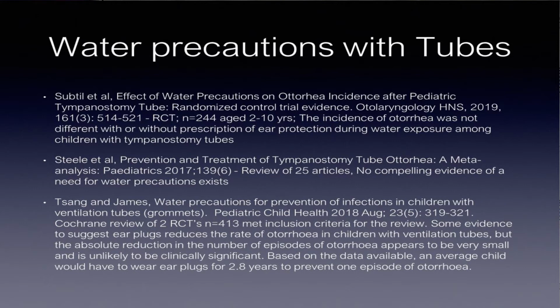They did a Cochrane review, and only 2 RCTs met the inclusion criteria for their review. They did find some evidence to suggest that earplugs would reduce the rate of otorrhea in children with ventilating tubes, but the absolute reduction in numbers of episodes of otorrhea was very small and unlikely to be clinically significant. So based on the data that they got, an average child would have to wear earplugs for 2.8 years to prevent just 1 episode of otorrhea.